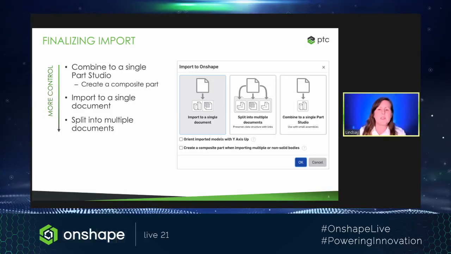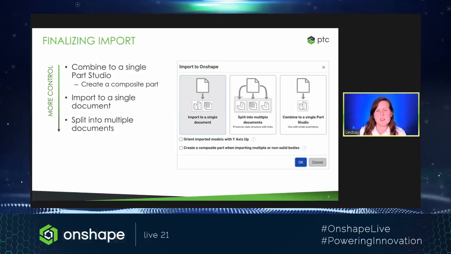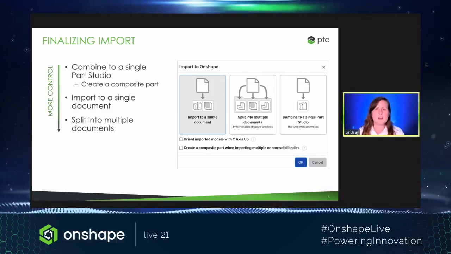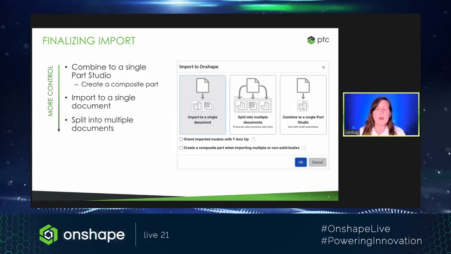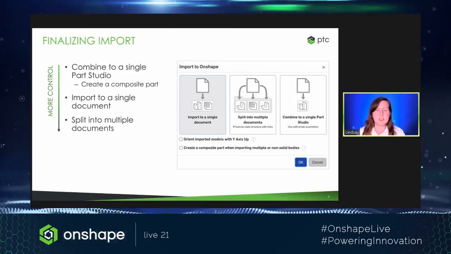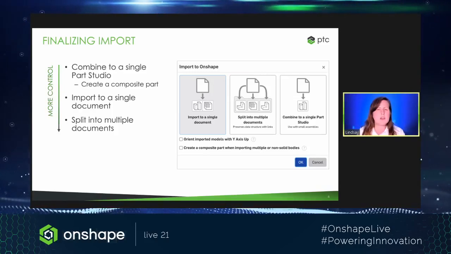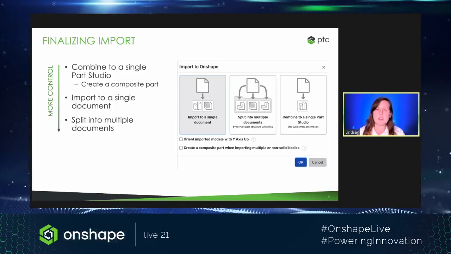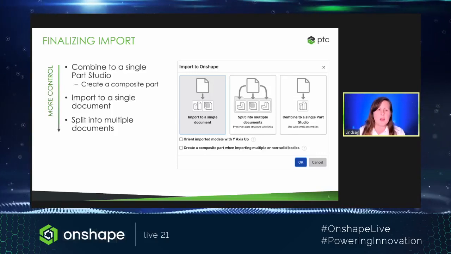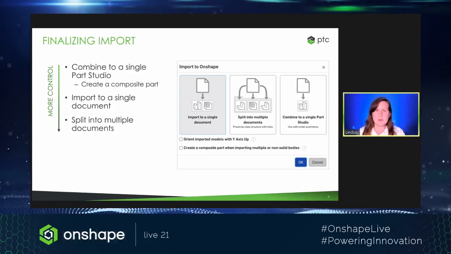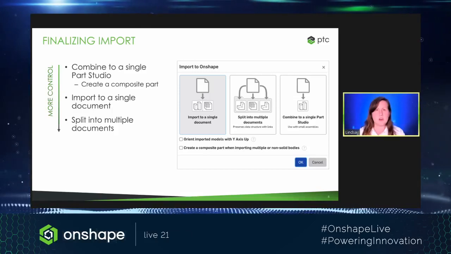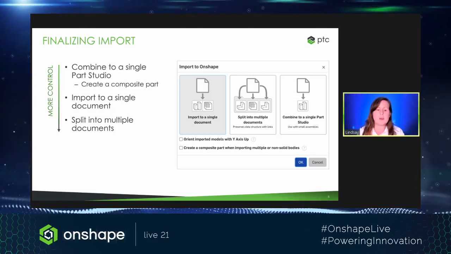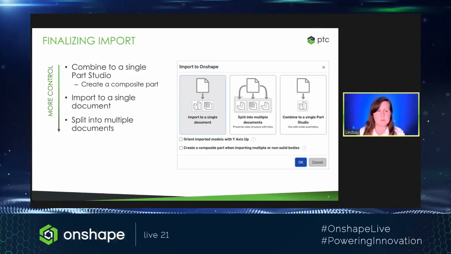The next step up is importing to a single document. This is kind of a small baby step forward. That one still has a single part studio, but it has separate tabs for each assembly. This is still not a good option for very large assemblies because you still have the single part studio. But you do have the separate assemblies so that you can make drawings of a subassembly and a higher level assembly. So you have that separation and you will get an accurate bill of materials with this one.